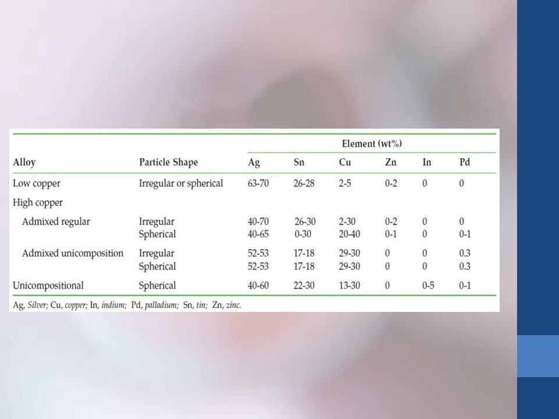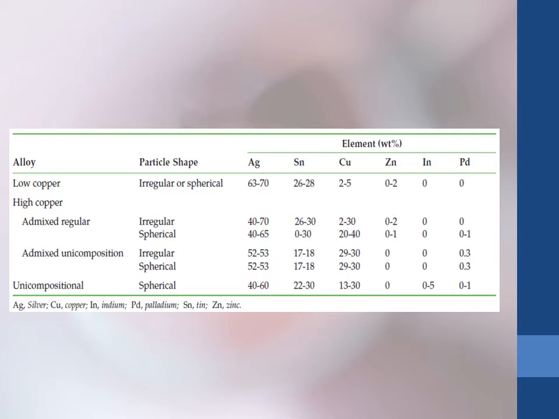So let's look at the particle shape. In low copper, it's irregular or spherical, which is lathe cut or spherical. High copper admix may be again irregular or spherical. Admix unicompositional may be irregular and spherical. And then there is the single composition or unicomposition, which is just spherical. And again, the composition, the percentage of the metal or the element present is given.